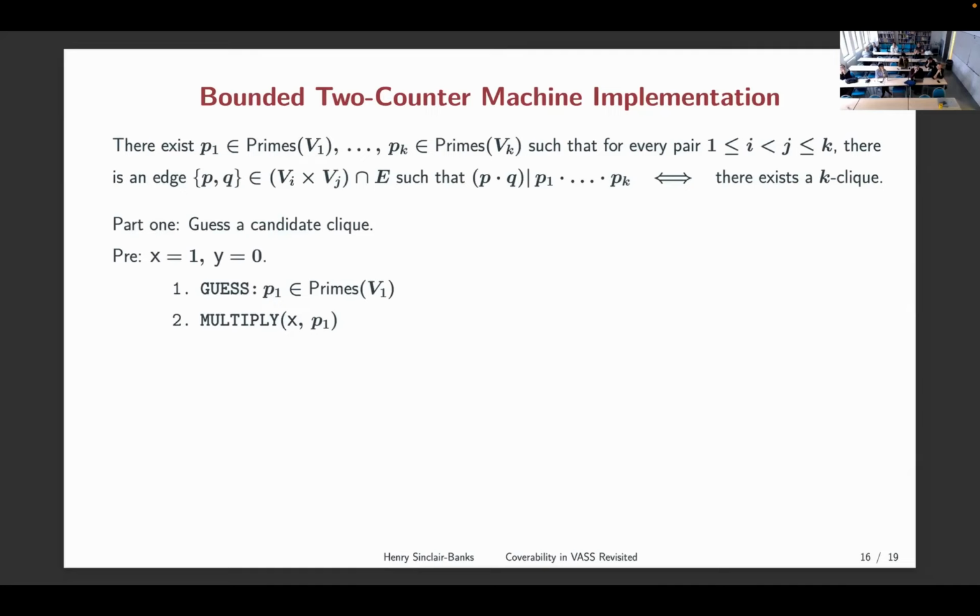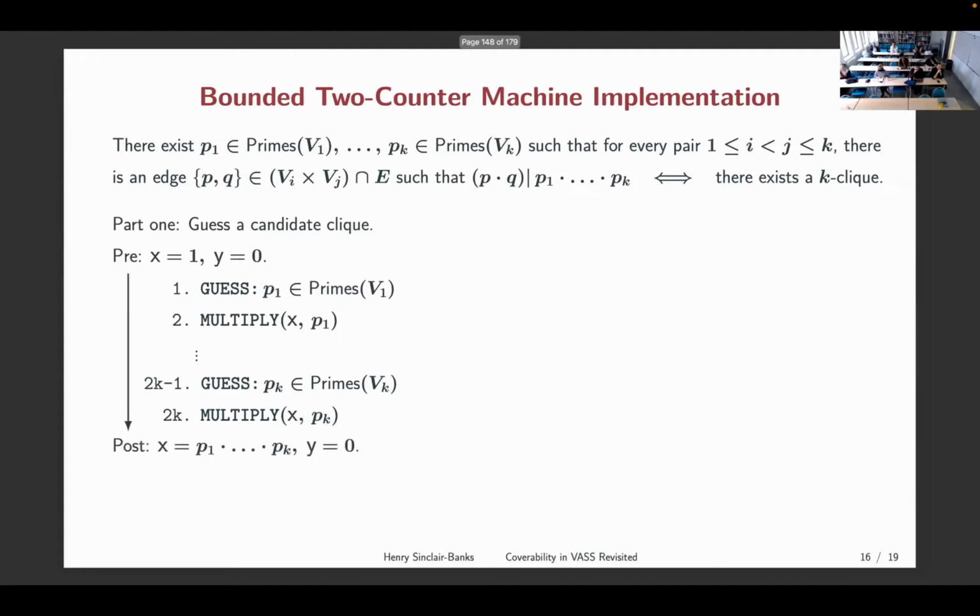We're just going to guess values P1, P2, P3, etc., all the way down to Pk. And we're going to multiply some value x that starts with 1, then we'll have some P1, then we'll have some P1 times P2, etc. And remember, we've got implementations for these that are now hidden on the slide. So we have this guess, which is branching over all of the vertices in V1. And then we have the multiply statement, from the previous part, which had the 2 cycles with 2 zero tests in between to enforce that multiplication is done faithfully. And at the end, the post condition is that indeed we'll have a product of k primes on the first component, and the second component will have value 0, because after every multiply step, y will be set to 0. And so this will be invariant.